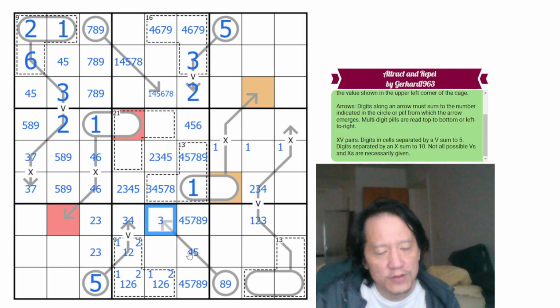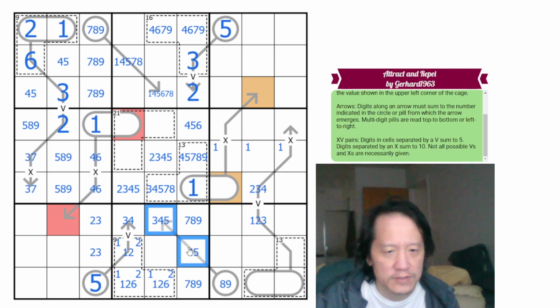So if it's 3, it's 3 and 5. Otherwise, it's 4 and 5. Which means 5 can't be here. Because 5 has to be on here with 3 or 4. And 4 can't be here because one of these is 3 or 4. One of these is 3. Must be 3 or 4 too.